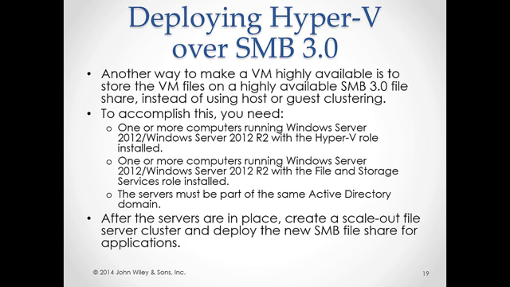So another way to make VMs highly available is to store them on some type of SMB3 file share and then run them from that file share. That way, as the physical hosts go down, the VMs are stored somewhere else. They may be processed on the server that's going down, but as another server becomes available, the processing of that VM can then be migrated to the new host.